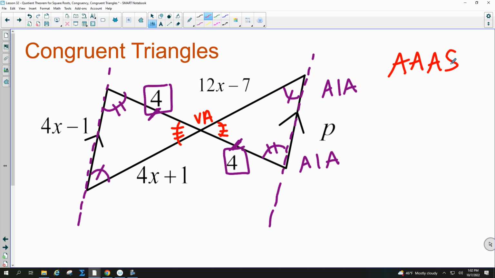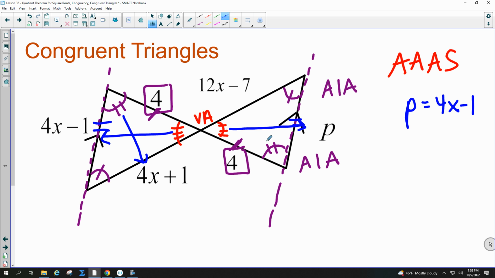I already did all the angles. They're all already marked, right? And I know the 4s are equal to each other. So now what else do I know is equal? How about across from those vertical angles? Okay, these 2 sides are equal. So I could write down that P is equal to 4x minus 1. Everybody agree? Okay. And I also know now that opposite my 2 side is equal to opposite my 2 angle, right? Those 2 angles that are equal, opposite of those sides are equal. So I can say that 4x plus 1 equals 12x minus 7.